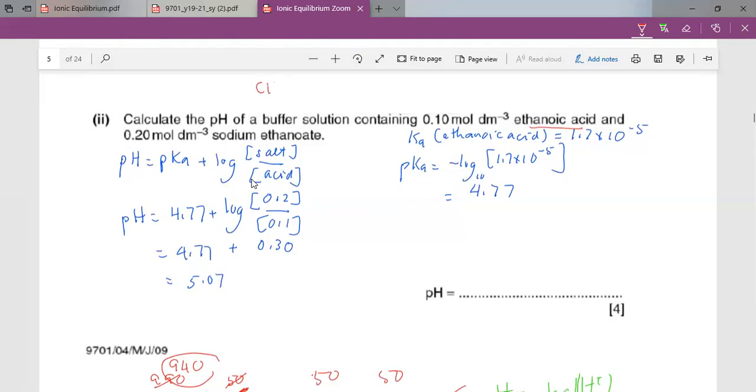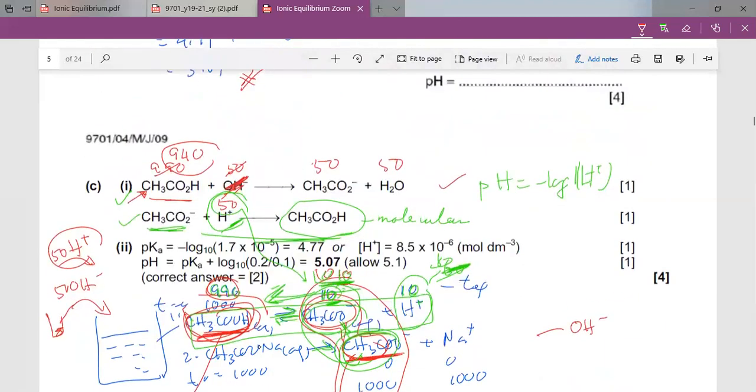Which means CH3COOH and your sodium ethanoate, remember that, CH3COONa. The first time we did it with the Ka, right? So they give the concentration here and the concentration here. Simple, isn't it? Use the equation for pH, put it inside here, substitute, and get the answer. The Ka is given, take the log for pKa, so a lot of maths is involved. The answer is 5.07.